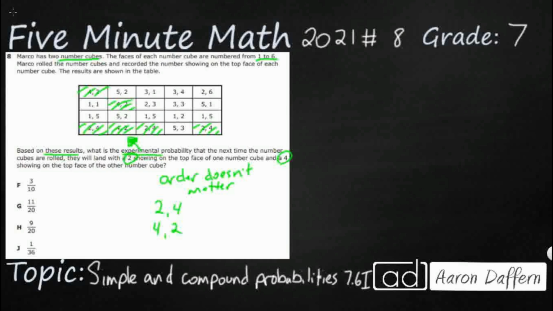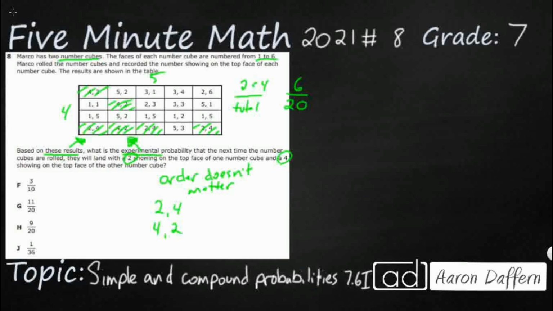So our numerator is going to be the number of 2 and 4 results, so that's going to be 6. The denominator is going to be the total number. So I've got an array here. I've got 4 down, 5 across. That's 4 times 5 is 20. So 6/20. Based on these results right here, he's got a 6 out of 20 chance that the next number that he rolls will have a 2 and a 4, the next combination there.